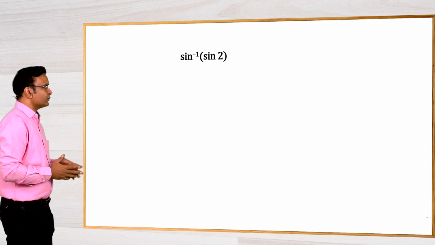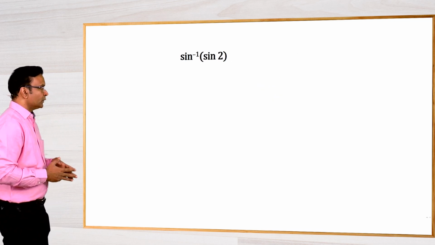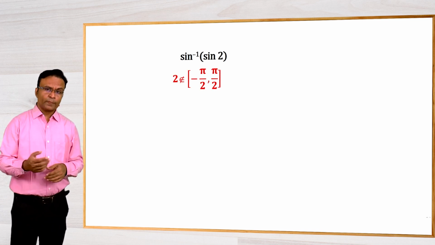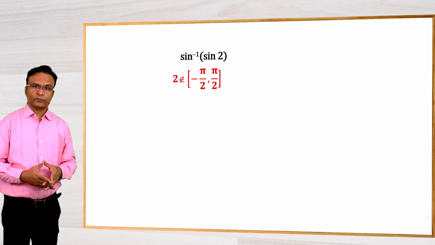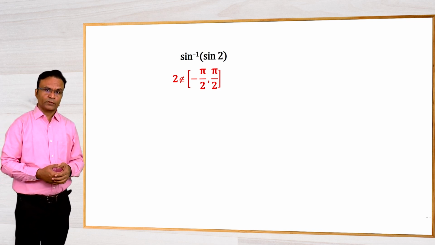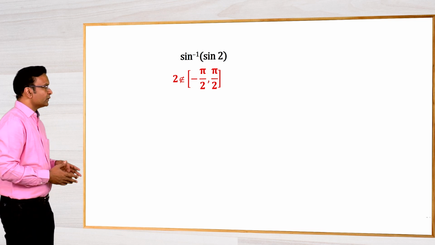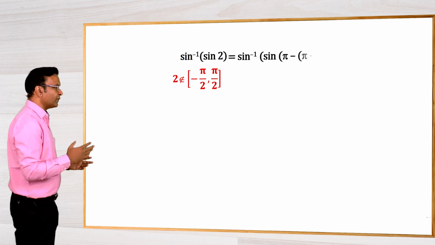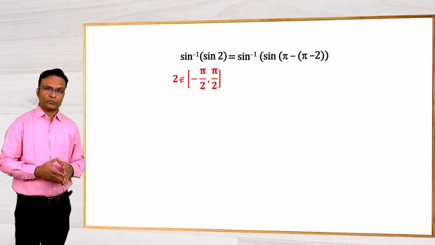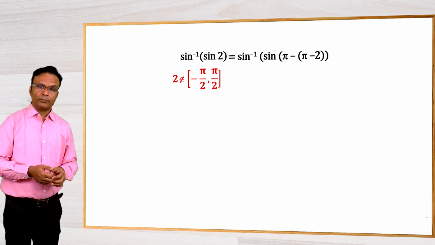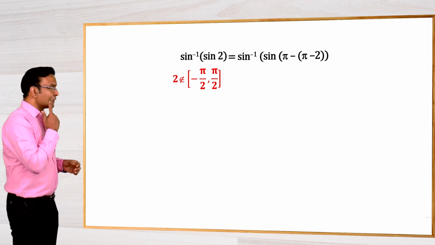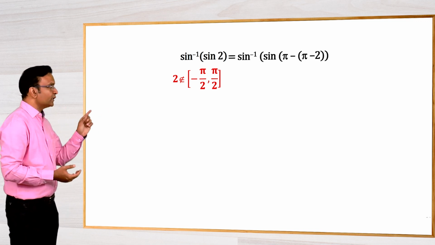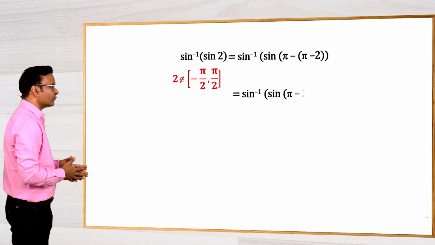Now consider sin inverse of sin 2. Now this 2 does not belong to minus pi by 2 to pi by 2. So this value is not equal to 2. So how do we get the value? We do this adjustment. We can write sin 2 as sin of pi minus 2. What I am doing? I am adding and subtracting pi. Now sin of pi minus theta is sin theta. So we have sin inverse of sin of pi minus 2.